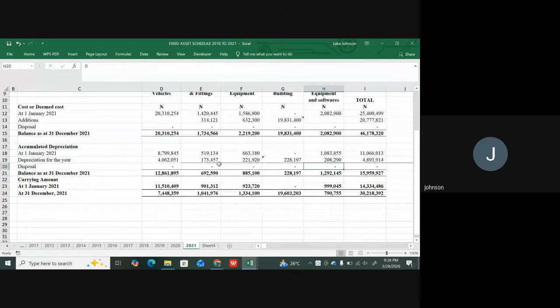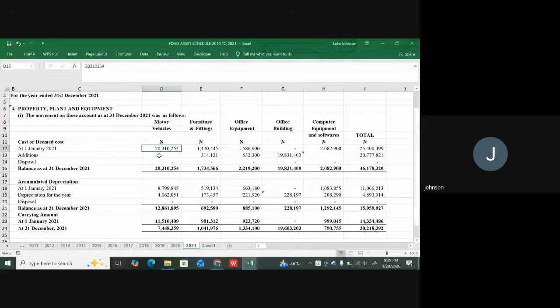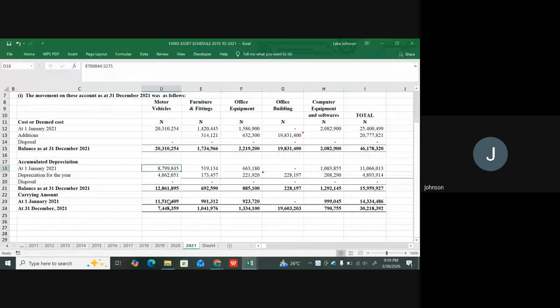Okay. At the end of the day, you're going to have your closing balance for your accumulated depreciation, which is going to be the opening balance plus your depreciation for the year, right? Minus the disposal, you're going to get the accumulated depreciation balance at the end. So what do you want to do now? You now say, okay, what is my carrying amount at the beginning? Your carrying amount at the beginning is always going to be your opening balance for cost minus opening balance for depreciation. You're going to get carrying amount at the beginning.